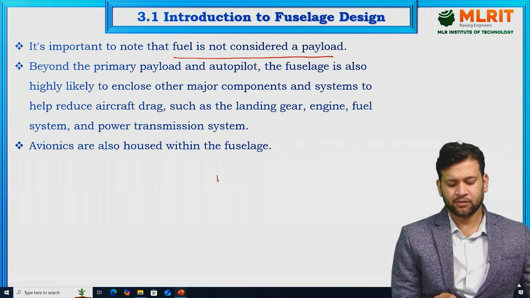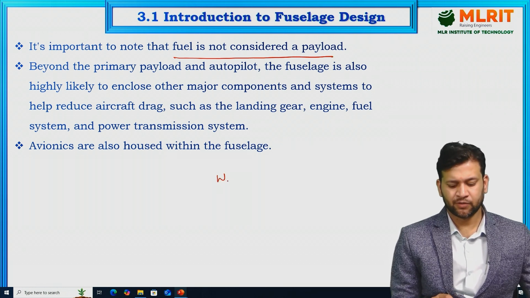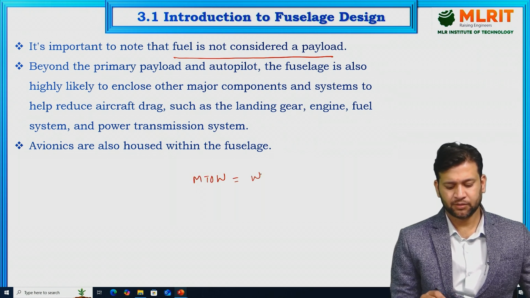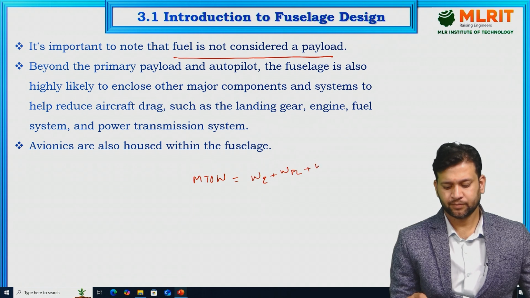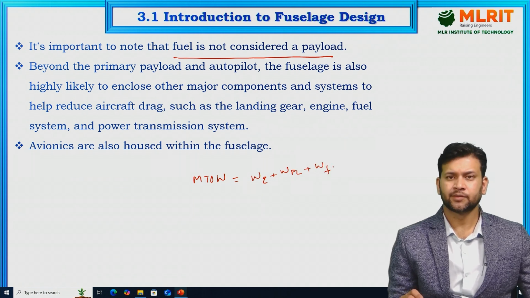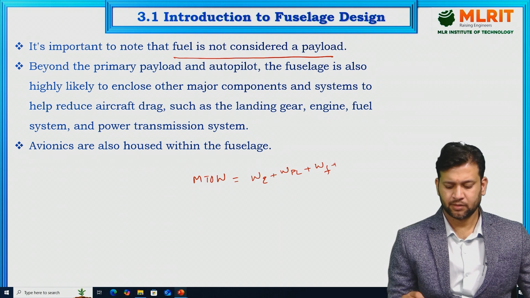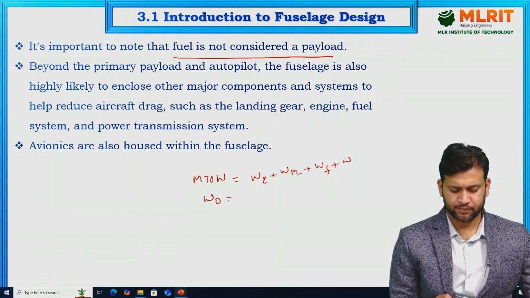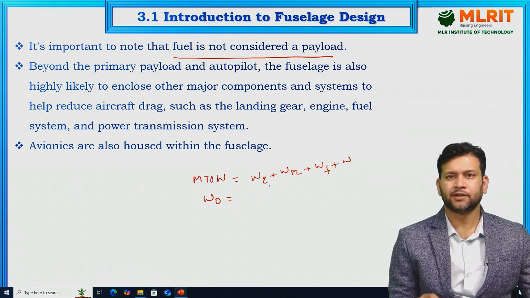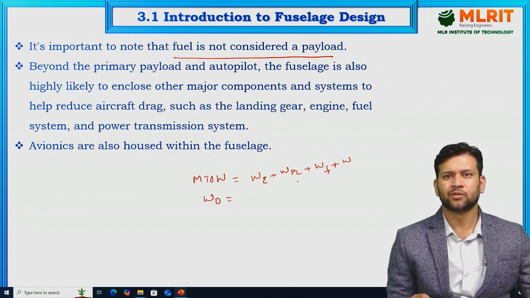When we take the maximum takeoff weight, MTOW, we include empty weight, payload, and fuel weight. This empty weight is structural weight, and this is payload. Whatever mission it has, it will carry the payload according to those missions.